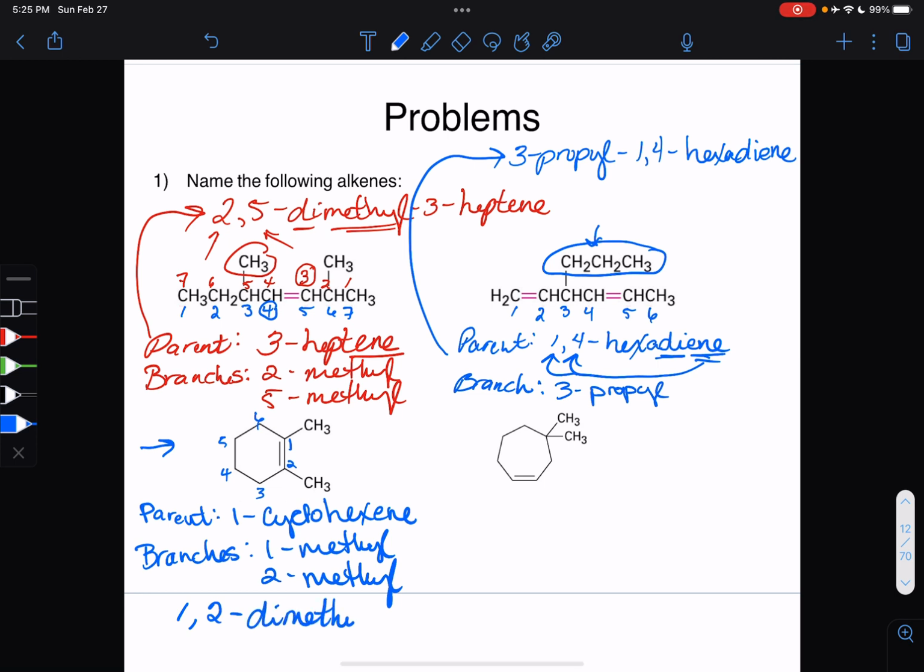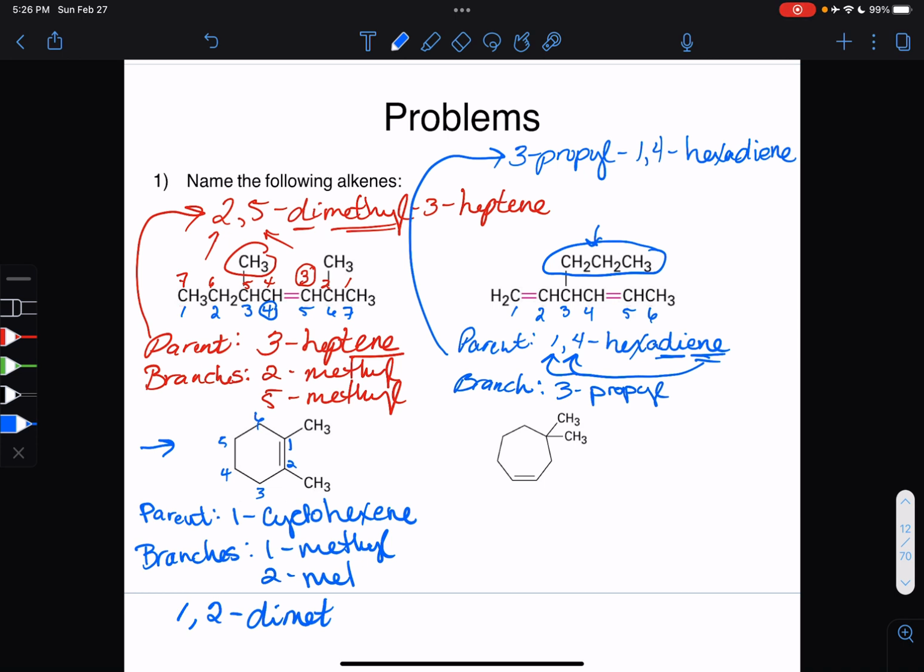Dimethyl. You are correct. 1,2-dimethylcyclohexene. Okay, now here is something that you will see quite often. You will often see that there is no 1 there in front of the cyclohexene. Now, why? Well, if there is only 1 double bond in a cyclic structure, that double bond has to start on carbon number 1. Why?